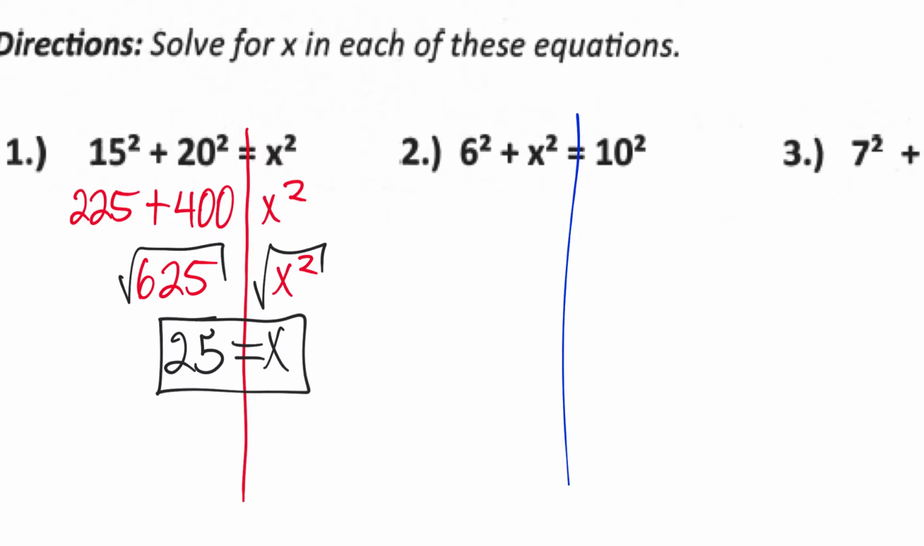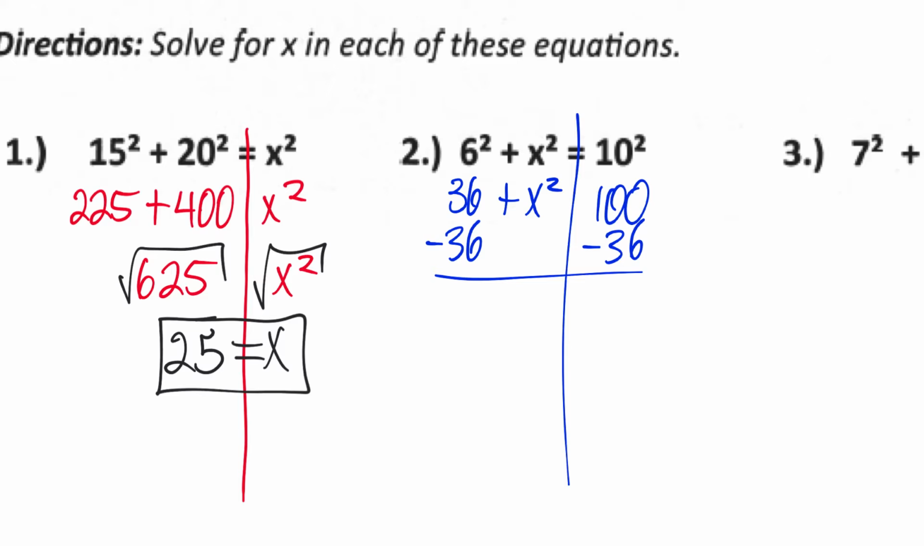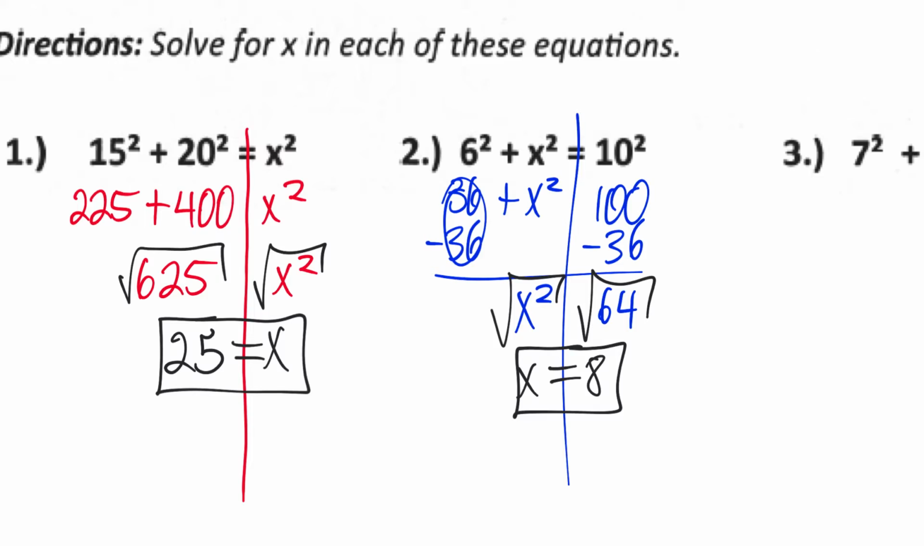Okay, on this one, 6 squared is what? 36 plus x squared. And what's 10 squared? 100. Then what am I going to do? Yep. Subtract 36 from both sides. That zeroes out. X squared equals... Then what? Square root. X equals 8.